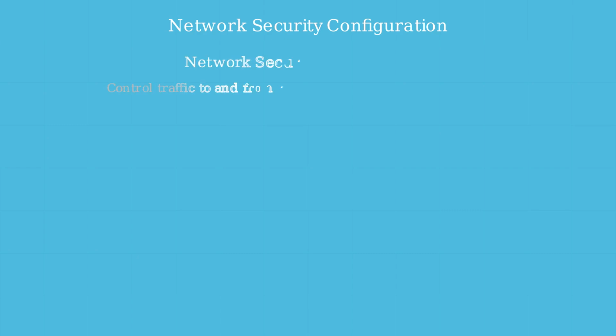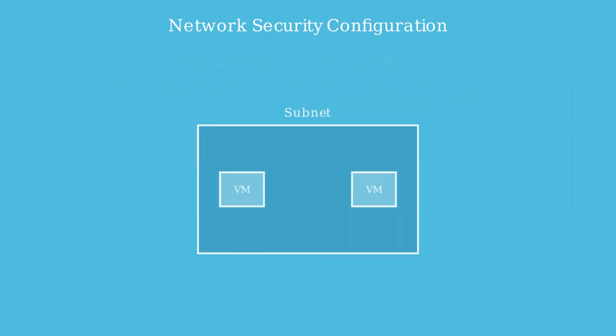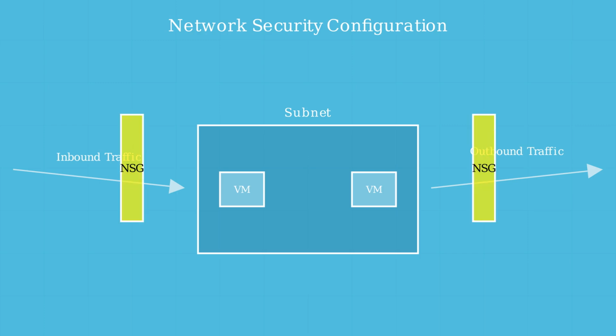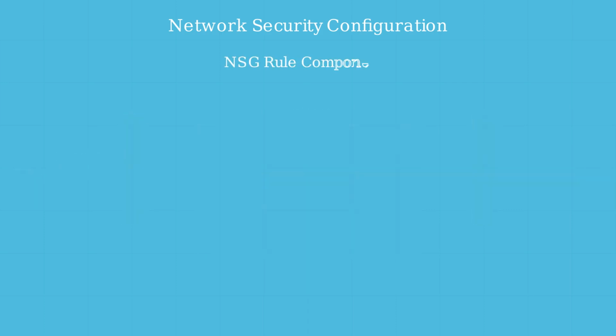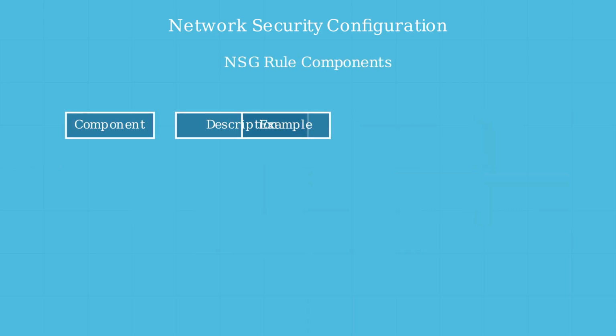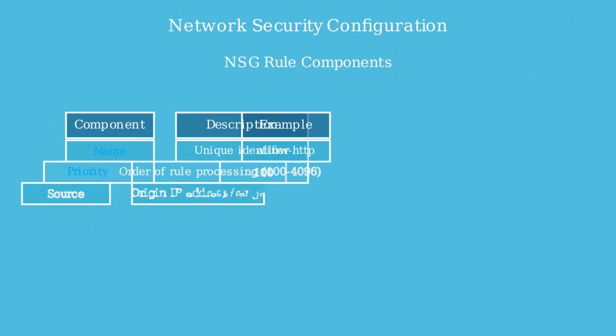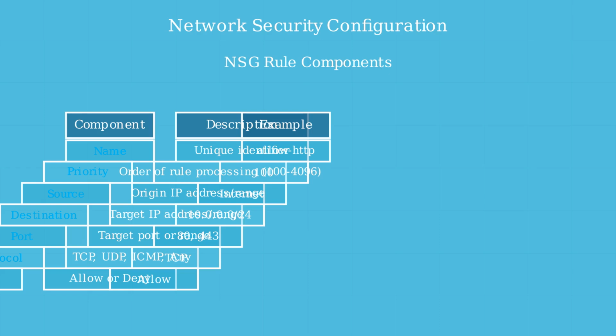Network security groups, or NSGs, are a fundamental component of Azure Virtual Network security. NSGs act as virtual firewalls, controlling the flow of traffic to and from resources within your subnets. Without NSGs, all traffic could potentially flow in and out of your subnet resources, creating security vulnerabilities. NSGs are placed at the subnet level or network interface level, filtering traffic based on rules you define. Each NSG rule consists of several key components that determine how traffic is filtered. These include a unique name, priority number that determines processing order, source and destination addresses, port, protocol, and the action to take, either allow or deny.